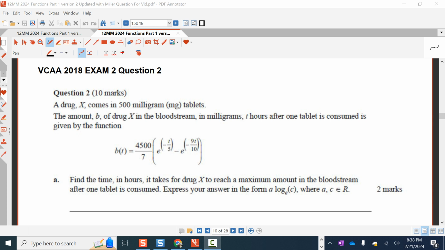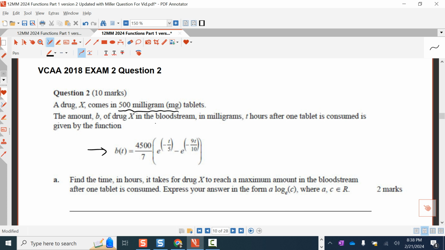In this video, what I'll do is punch out all of the VCAA questions we haven't had time to finish in class. So this first one was the addition of ordinates question, and what we've got is this drug X comes in 500 milligram tablets. And the mathematical model that says how much drug is in the bloodstream is this particular function here, B of t.